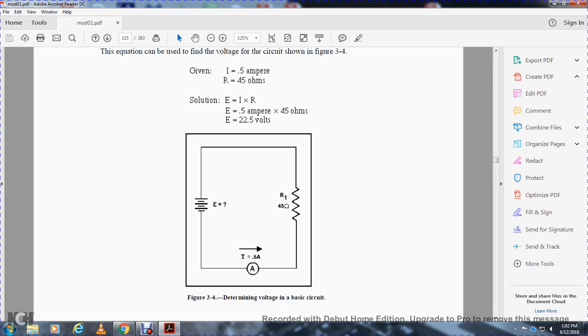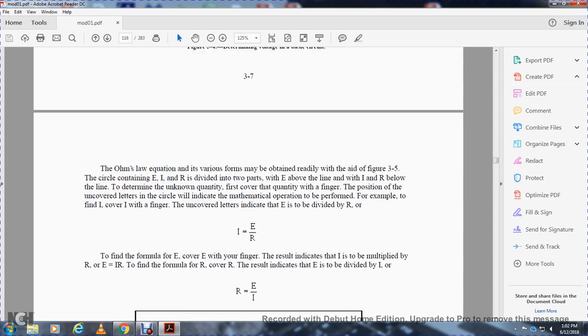You have E with the 45 ohms. You would have half of 45 ohms, which is 22.5 volts. Ohm's equation variations may be obtained readily with the figure shown in figure 3.5.